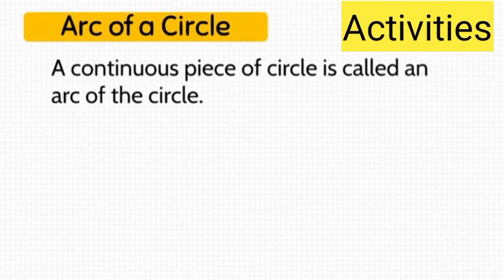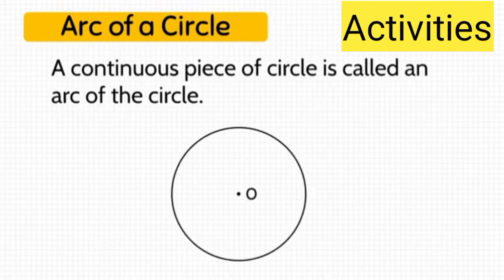Let's first learn what is an arc of a circle. A continuous piece of a circle is called an arc of the circle. Consider a circle with center O and let P, Q, R, S be points on this circle. Then PQ, PR, QR, RS, all these are arcs of this circle because they are continuous pieces of this circle.